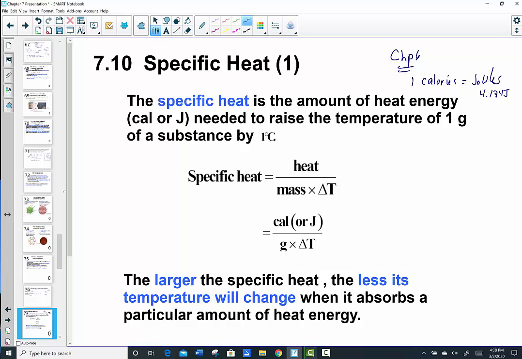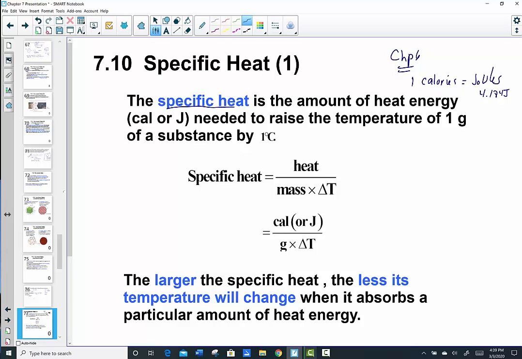And we defined really the specific heat of water at that time. We said it takes 1 calorie of energy to raise 1 gram of water 1 Celsius degree. Or in the metric system, we defined it as saying it takes 4.184 joules of heat energy to raise 1 gram of water by 1 Celsius degree. I'm telling you the specific heat of water when I'm giving you that information. But every substance has its own unique value of specific heat.